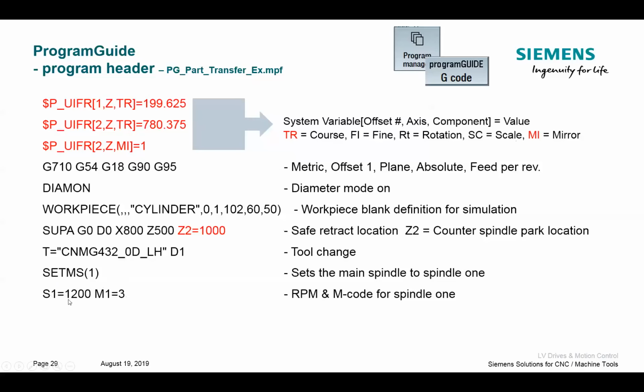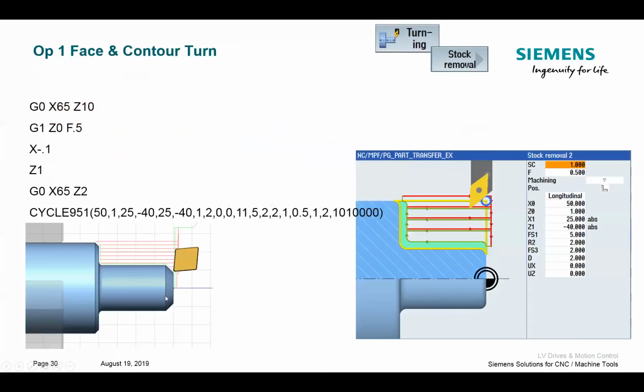So if I wanted to fire up my live spindle, I could say S3 equals 1200, M3 equals 3. And that would be the M code for spindle 3 equals an M3. Okay, so that's the start of our program. Pretty standard of what we've done up till now. Position the tool, take a little face cut. I used cycle 951 to handle our turning.